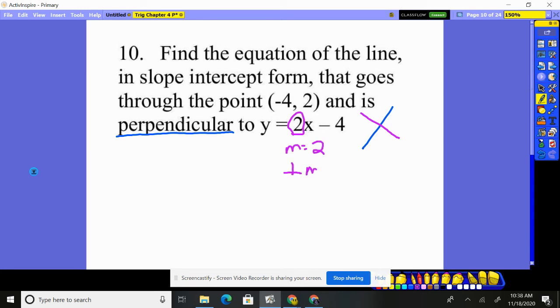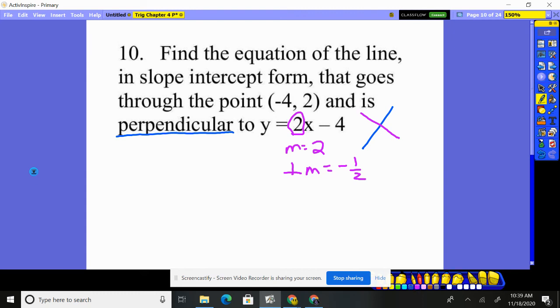The perpendicular slope, well, we simply take that 2 and we take the reciprocal of it and we negate it. So it's going the opposite way. So if I take 2, which is 2 over 1, and I flip it, that's 1 over 2, and I've got to negate it. I've got to make it go the opposite way, so it's a negative.